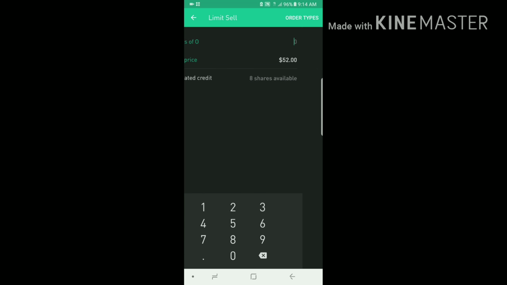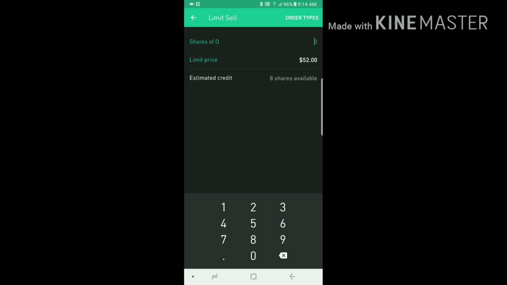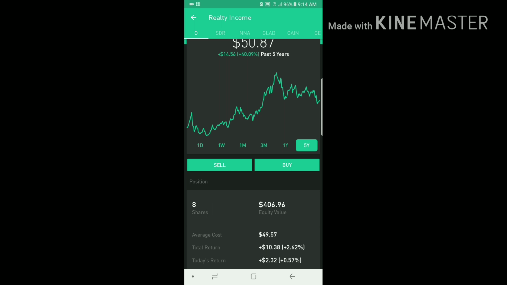If I put never expires, I could put how many shares I want to sell. So I'll put 5 shares. So the estimated credit will be $260. At $52, I'll be getting $260 back if I sell those 5 shares. So that's pretty much what you want to do, guys. You want to set up order limits on the sell orders. You want to put a limit sell, and that's how you do it.